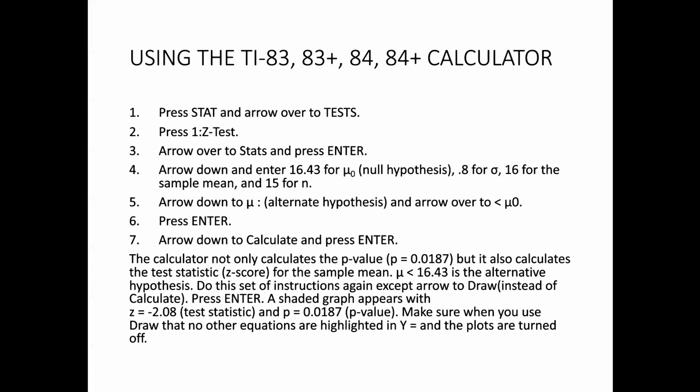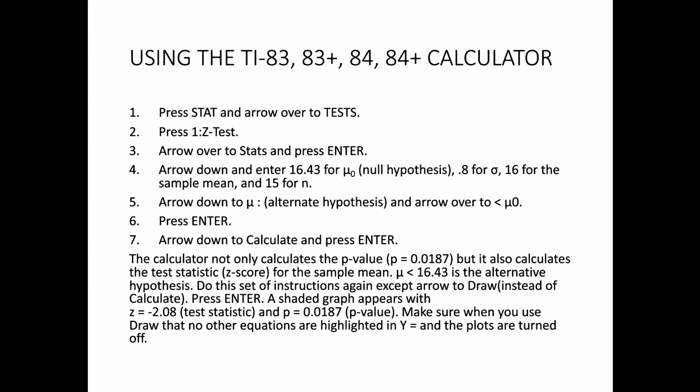The average that this young man had swum before was 16.43. Is that correct? Yeah. The standard deviation is 0.8. The new average that he got after getting the new goggles was 16. He did that for 15 races, and we're doing a left-tailed. So I'm going to go down to calculate and highlight it and hit enter. What's the p-value? That's this right here. P is point, is that what we got?